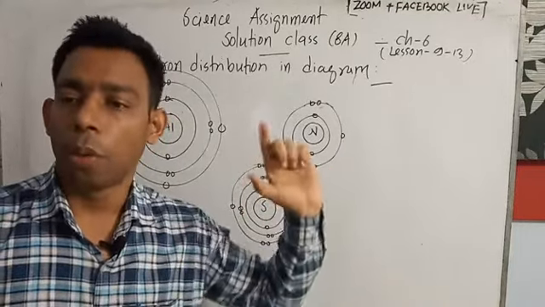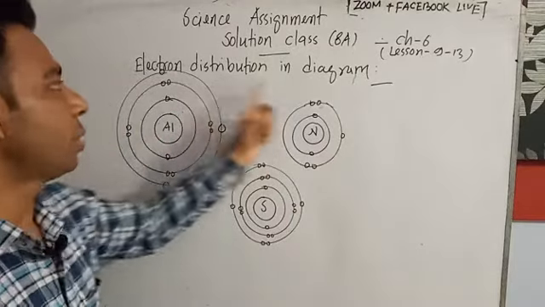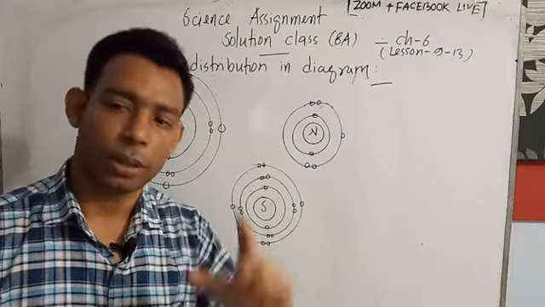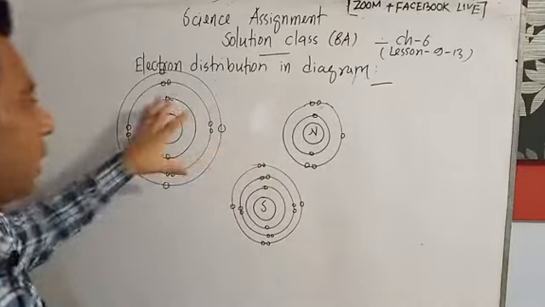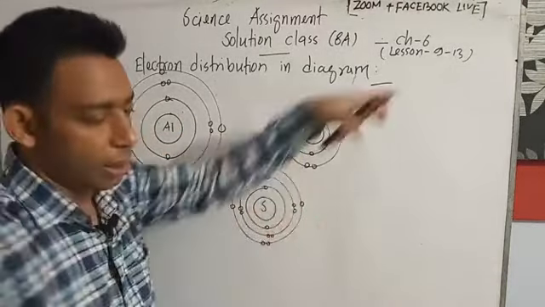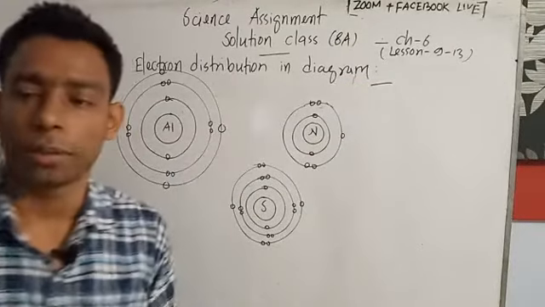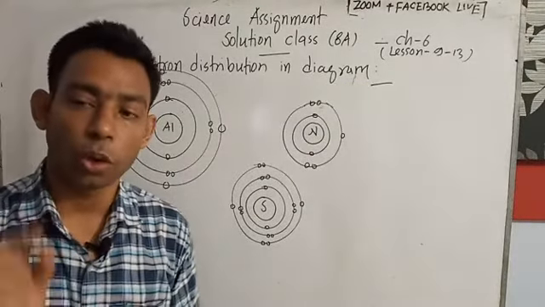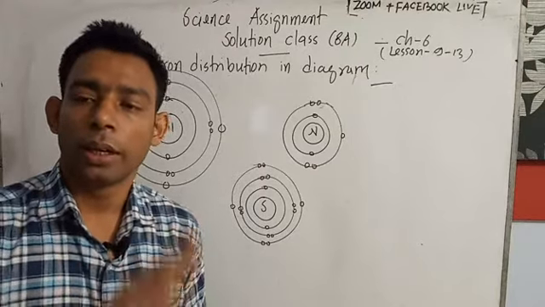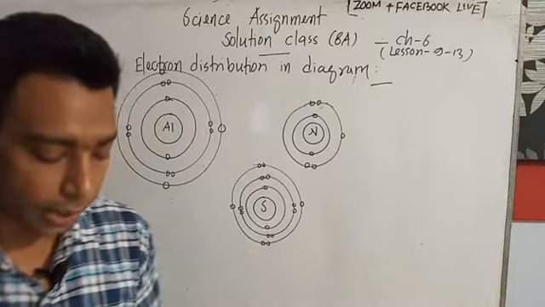When you draw all three in diagram, electron distribution in diagram, on hard art paper, it should not be small; try to maintain space, and use different colors to draw on that art paper. Then your work is more than 60 or 70% done. Then also look here.